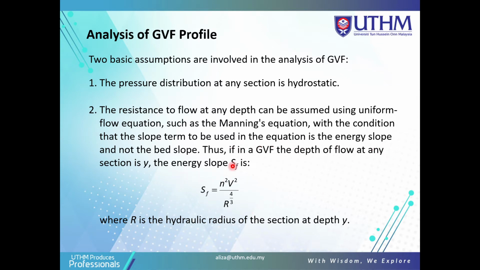So you must use the energy slope here, this slope SF, where R is the hydraulic radius of the section at depth y. So there are the two assumptions: the pressure distribution at any section is hydrostatic, and for the GVF, the depth of flow at any section is y. The energy slope SF is equal to n squared times v squared over R to the power of 4 over 3. So use this to get the energy slope.